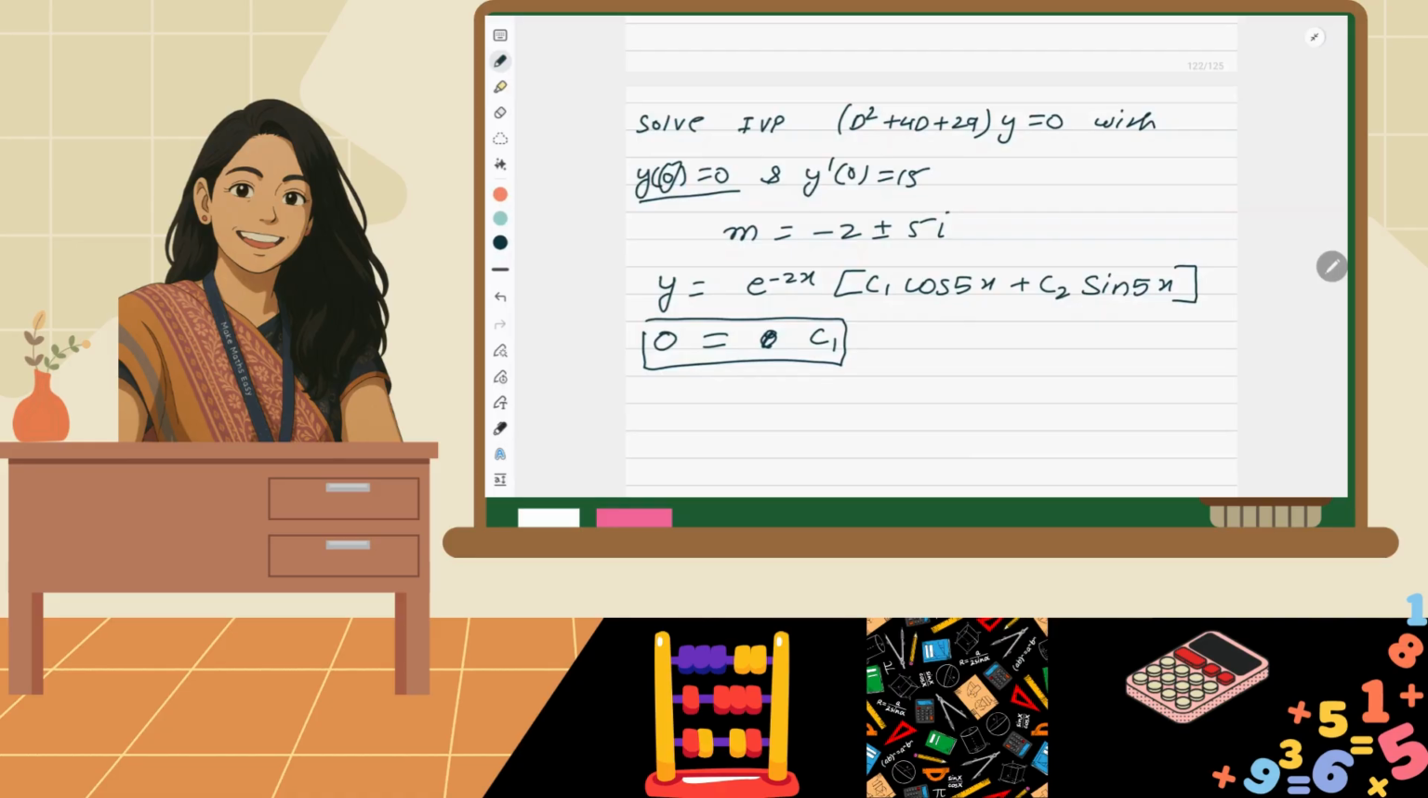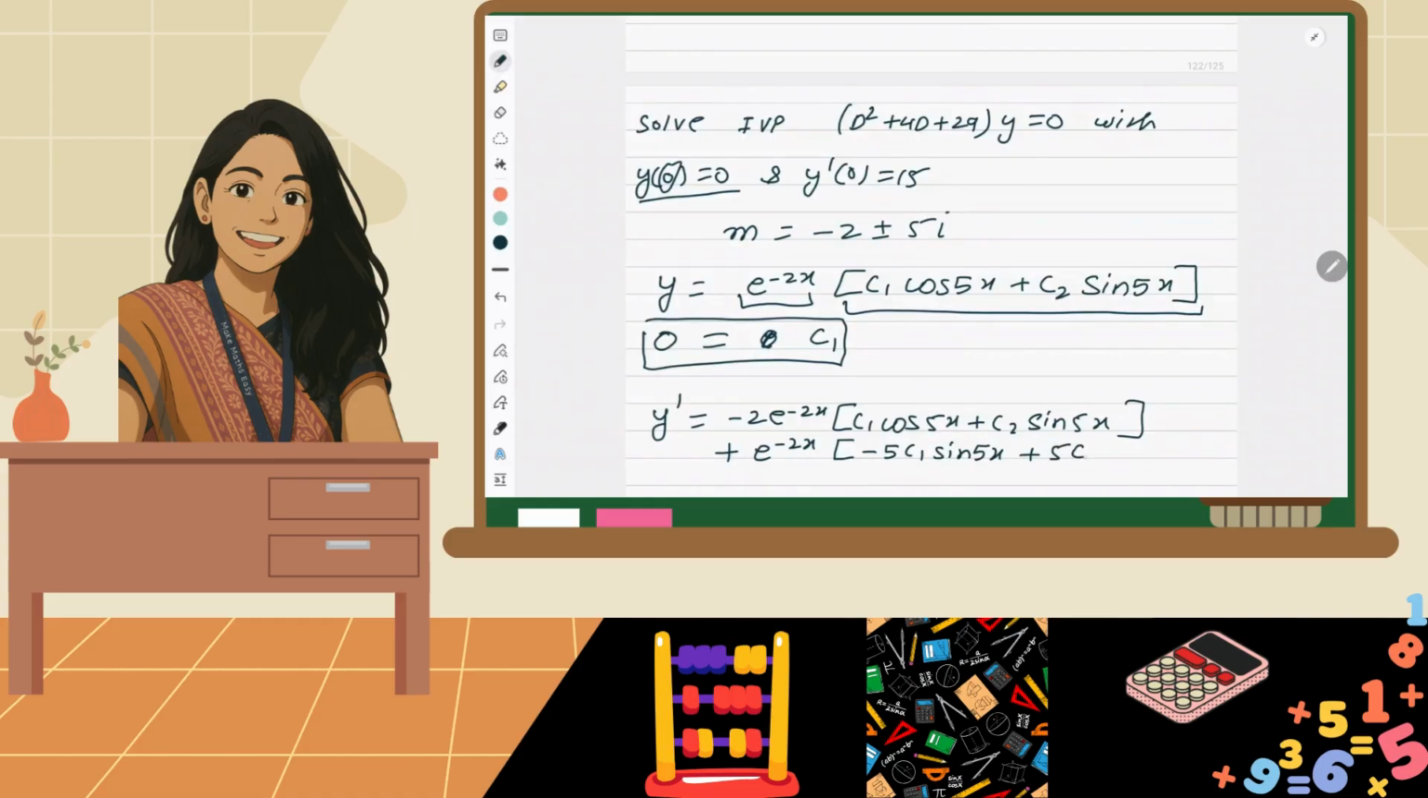Correct? Now c1 value is 0. Now I will find out the derivative. Now what is the derivative? Y dash is equal to, apply the product rule. Correct? So now when you are applying the product rule, differentiation of e to the power minus 2x is minus 2 e to the power minus 2x, times c1 cos 5x plus c2 sin 5x, plus e to the power minus 2x times differentiation of the bracket, so minus 5c1 sin 5x plus 5c2 cos 5x. Okay, so differentiation of this into this plus differentiation of this into this.